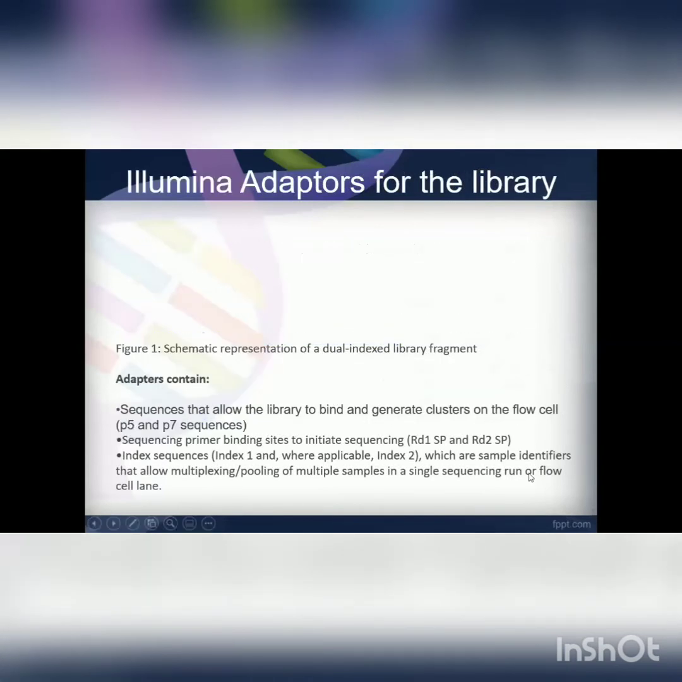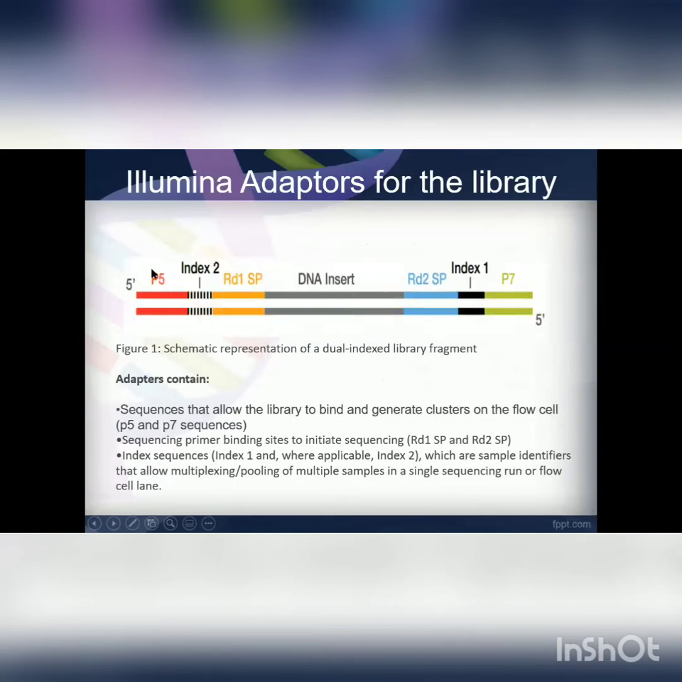So coming to the Illumina adapters for the library. The libraries must contain the P5 region and the P7 region. These regions are necessary to bind to the flow cell and generate clusters on the flow cell. And the libraries must also contain the read1 sequencing primer binding site and the read2 sequencing primer binding site. These are necessary to initiate the process of sequencing. And also the indices 1 and 2. These are required to identify the sample. These are sample identifiers or barcoding sequences.